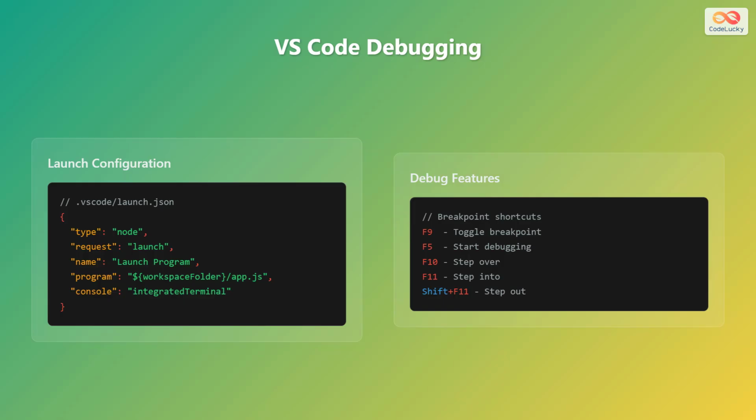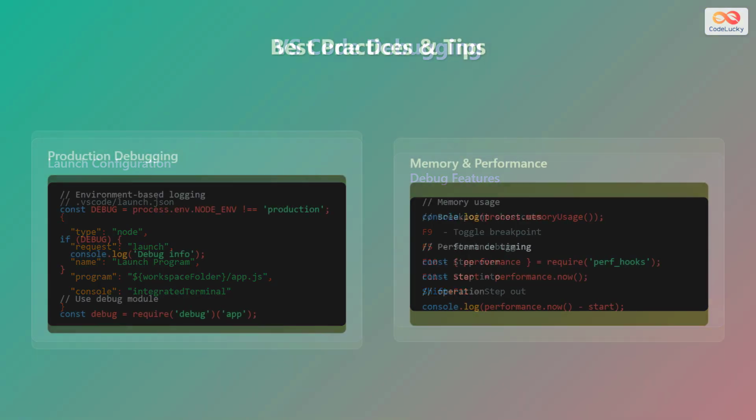On the right, we have a list of useful debug features. The F9 key toggles breakpoints, F5 starts debugging, F10 steps over the next line, F11 steps into a function, and Shift plus F11 steps out of a function.